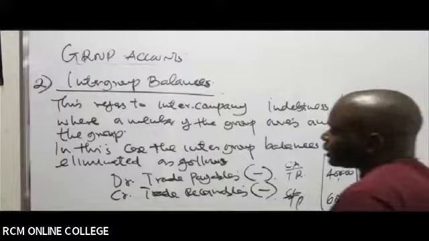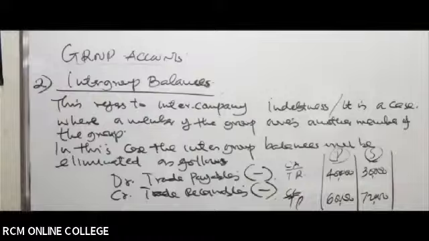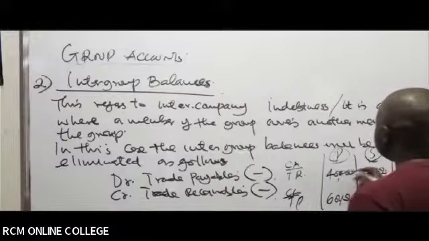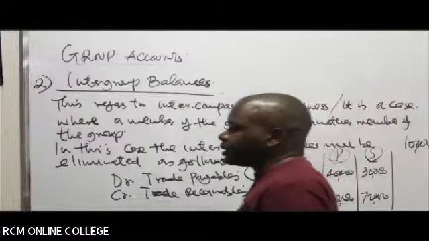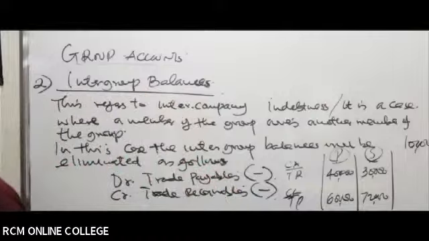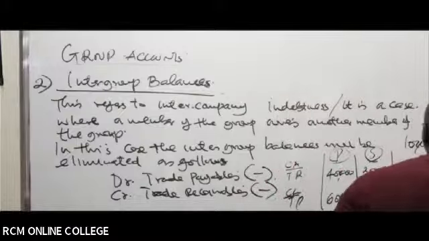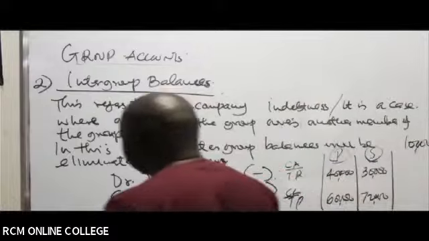Then you'll likely be told in the additional information, by the end of the financial year, P was still having to owe S, maybe in this case, 10,000. By the end of the financial year, when you are preparing the consolidated financial statements, P was still owing S 10,000. So you have to remove this one, because you know what is happening when you're consolidating.